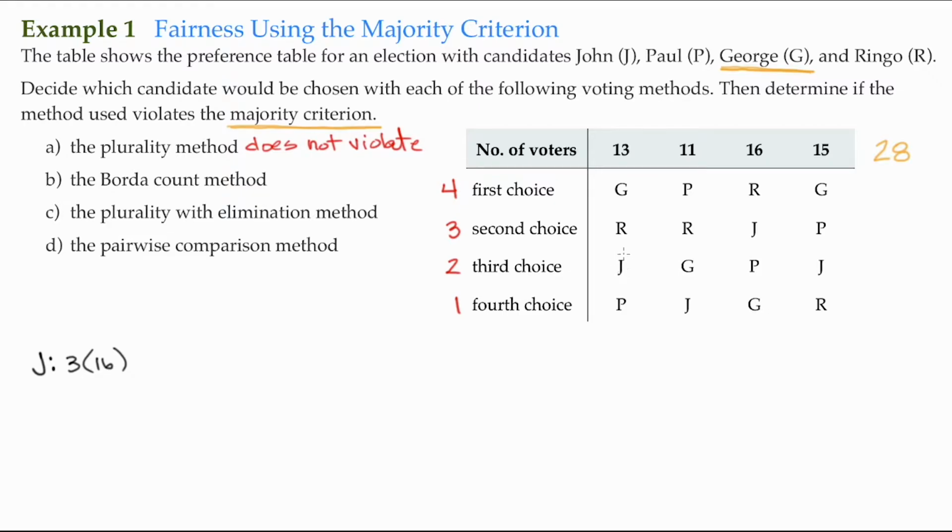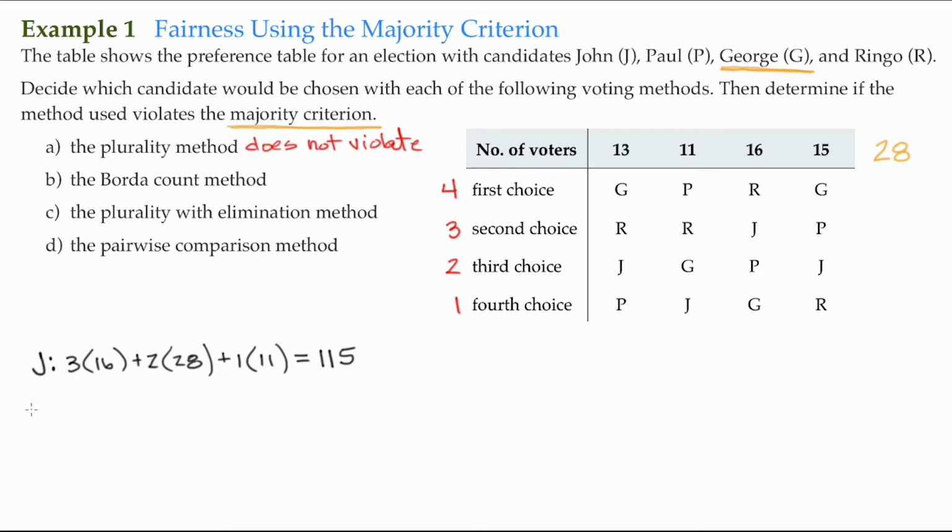We can see here John has 13 third choice votes and 15 here. So John has a total of 28 third choice votes. We award 2 points, so that'll be 2 times 28. And then right here, John has 11 fourth choice votes and we award 1 point. So we'll do 1 times 11. We then go ahead and tally all this up, and this is 115 points. So using the Borda count method, John has 115 points.